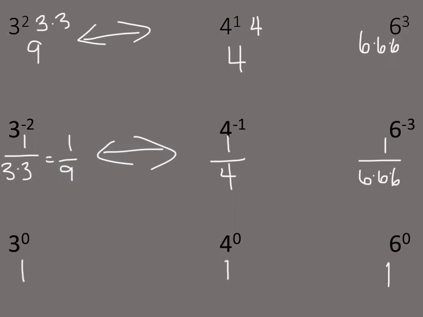Here you can see that if we have a negative exponent, what we do is we take the same exponent and we put it over 1 or under 1. So it's 1 over 9. It's 1 over 4. It's 1 over 6 times 6 times 6. Anything to the 0 power is equal to 1.